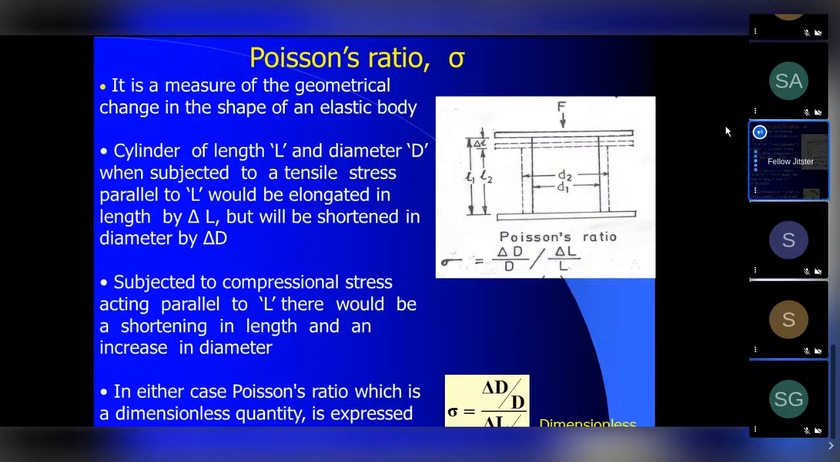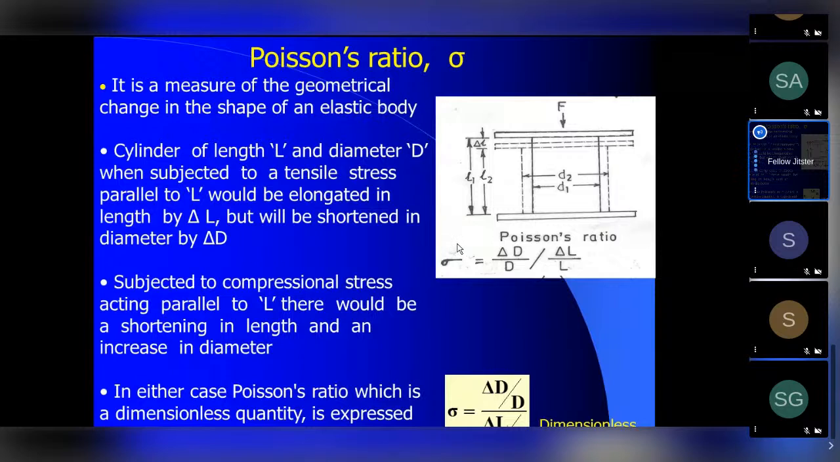So if we say elastic body and if I stretch it, what will happen? The L will also increase and the diameter will also decrease, right? So if D is the diameter, the change in diameter divided by the change in length is the Poisson's ratio in this particular case. So it's a measure of the geometrical change in the shape of the elastic body.